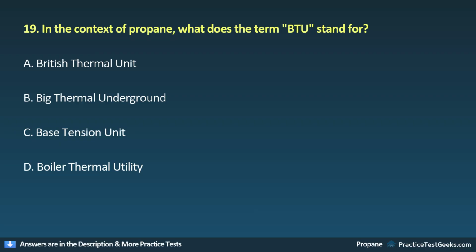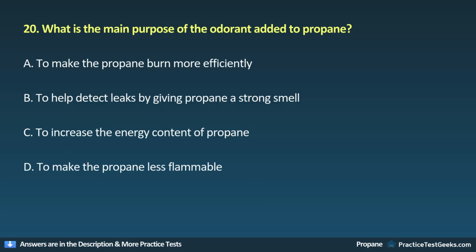A. British Thermal Unit. B. Big Thermal Underground. C. Base Tension Unit. D. Boiler Thermal Utility. 20. What is the main purpose of the odorant added to propane?